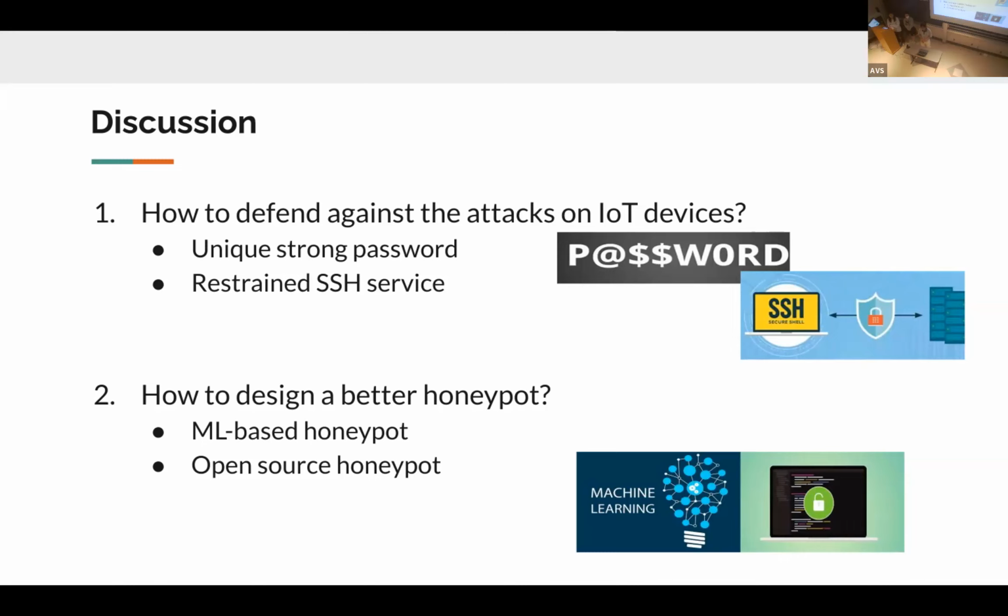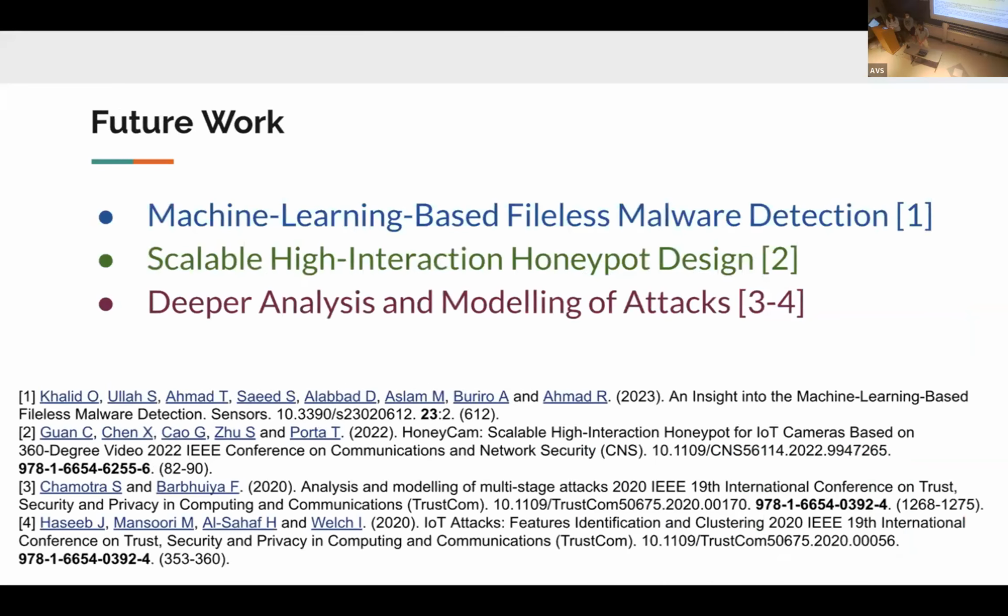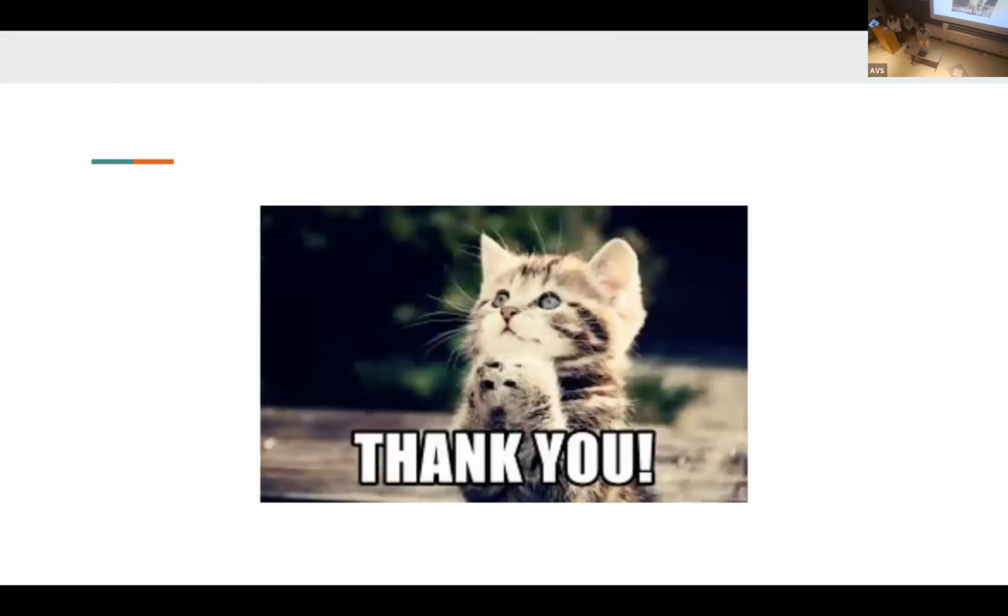The second question is how to design a better honeypot. We could have a machine learning based honeypot to make the honeypots more adaptive to the attacks. We could also make them open source to share the code with others. In the future, we could do more on machine learning based flawless malware detection, or designing scalable high interaction honeypots, and making deeper analysis and modeling of attacks. That's all. Thank you.